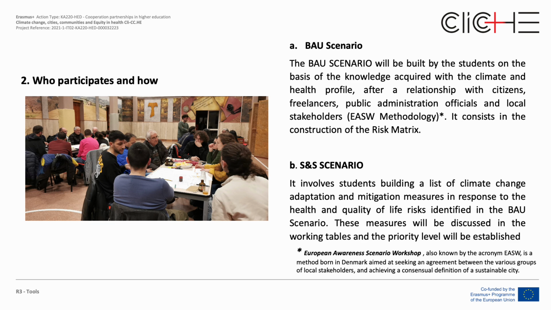The shared and sustainable scenario involves students building a list of climate change adaptation and mitigation measures in response to the health and the life quality risks identified in the business as usual scenario. These measures will be discussed in the working tables and the priority level will be established during this phase.